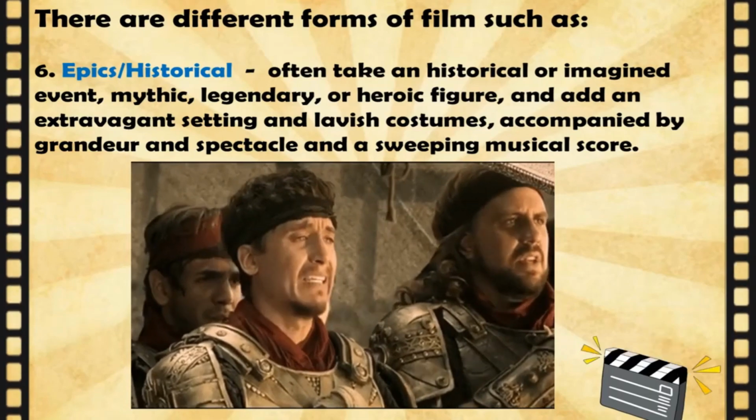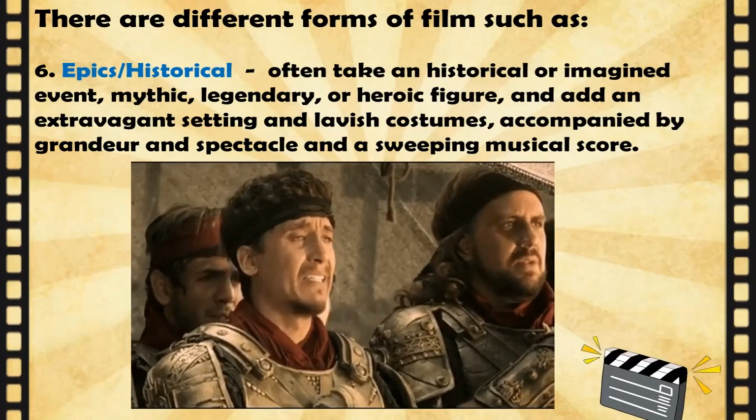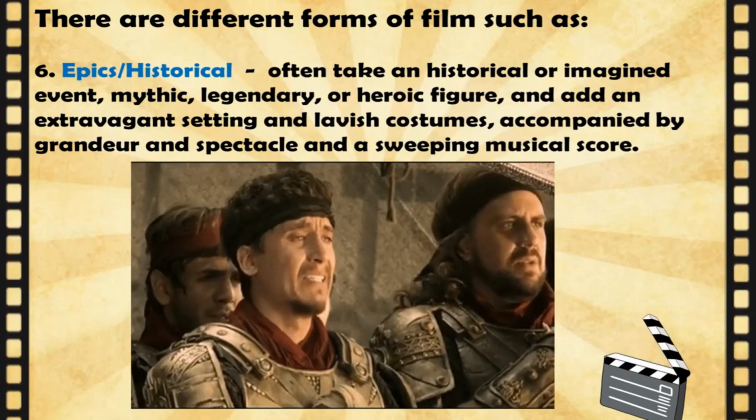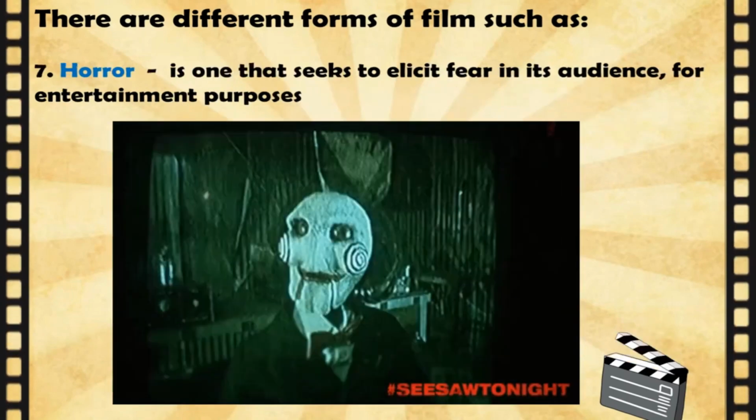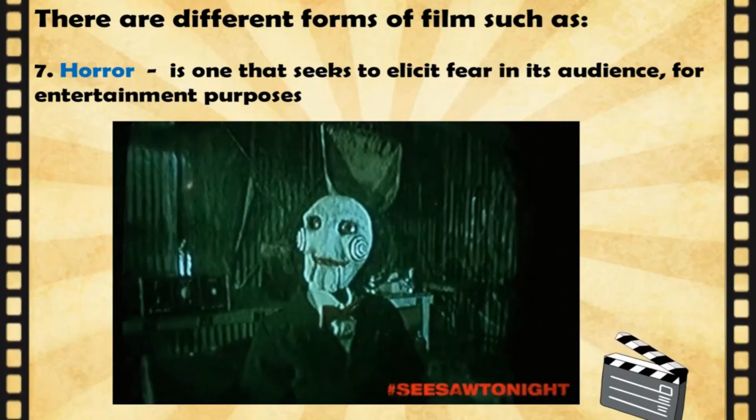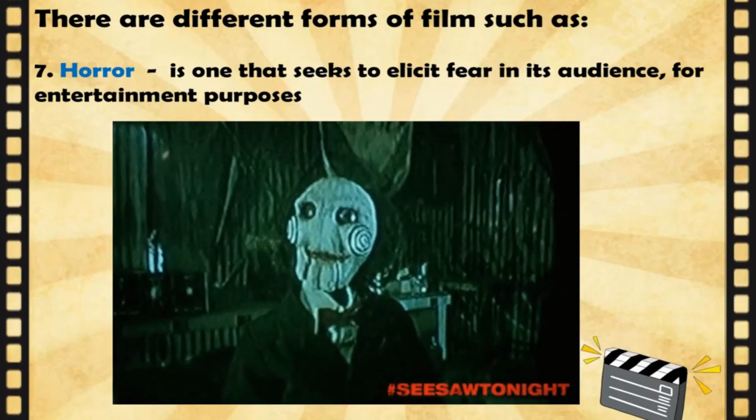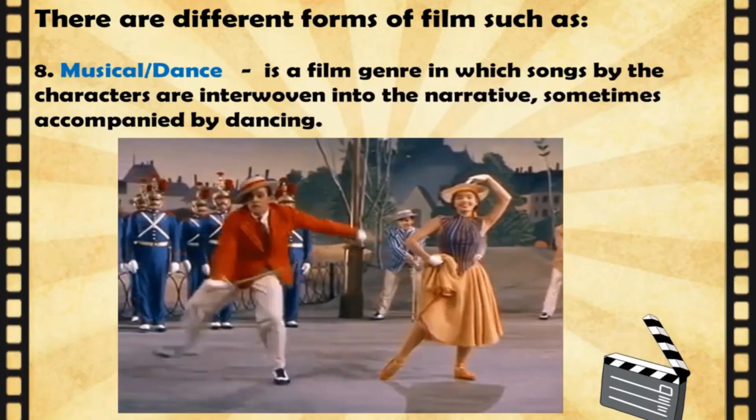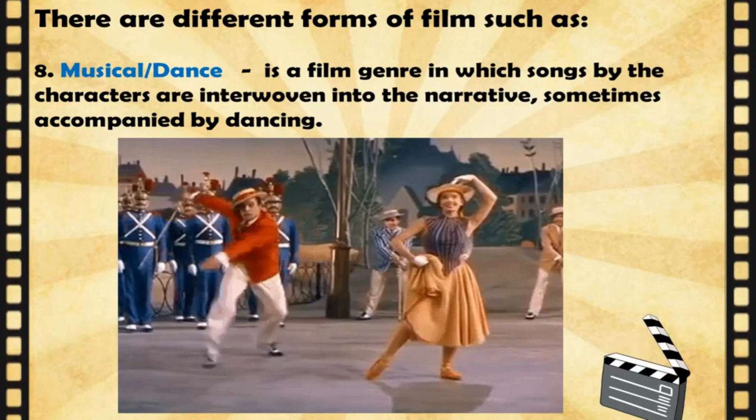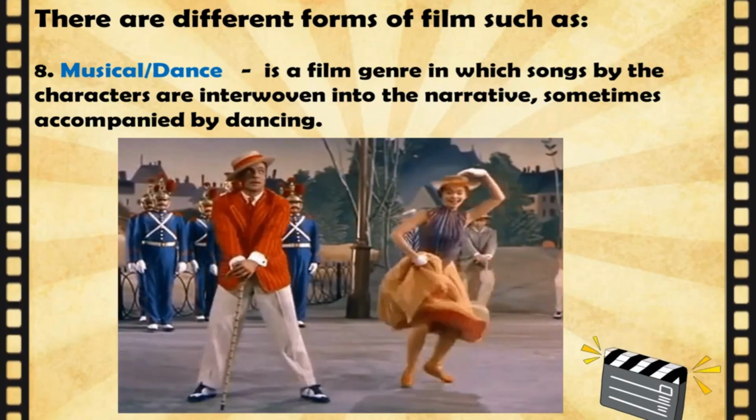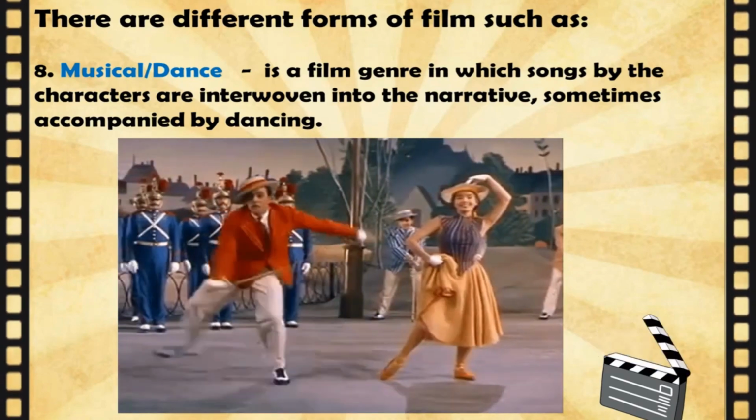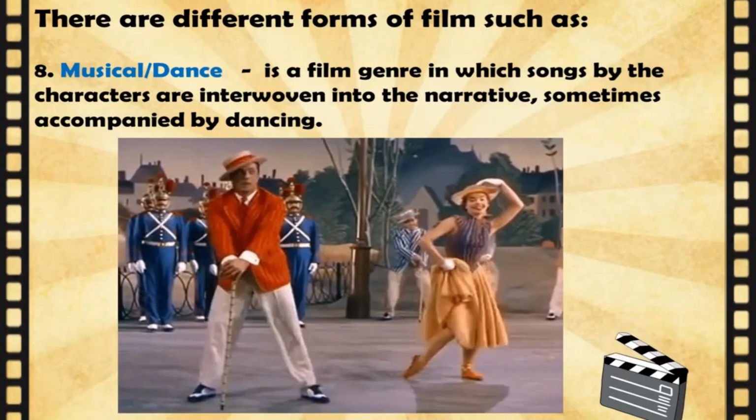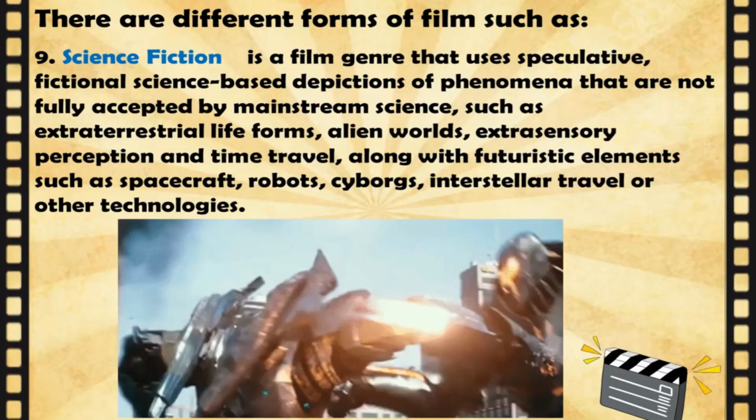extravagant setting and lavish costumes, accompanied by grandeur and spectacle and a whipping musical score. Number 7. Horror is one that seeks to elicit fear in its audience for entertainment purposes. Number 8. Musical or dance is a film genre in which songs by the characters are interwoven into the narrative, sometimes accompanied by dancing. Number 9.